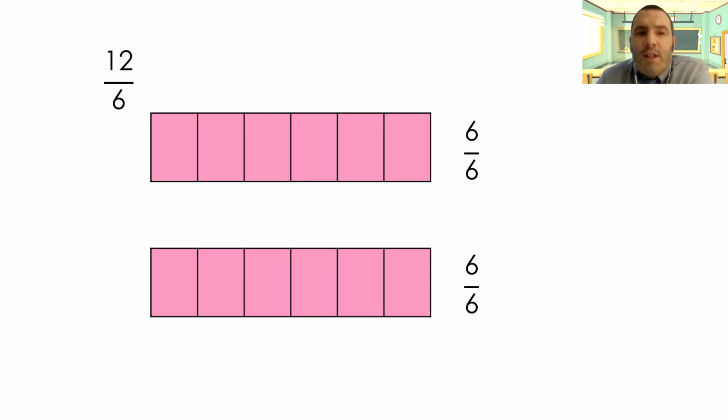So the other way of writing this, we can see we've got 2 full bars here of 6/6. So we've got 2 wholes. So 12/6 is the same as 2 wholes.